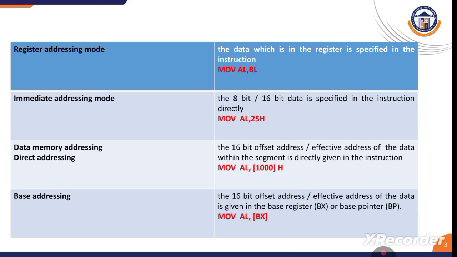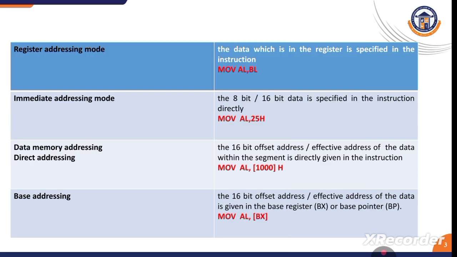Data memory addressing, direct addressing. The 16-bit offset address or effective address of the data within the segment is directly given in the instruction. Here we can see the example, MOV AL, 1000H. So 1000 is the address here.